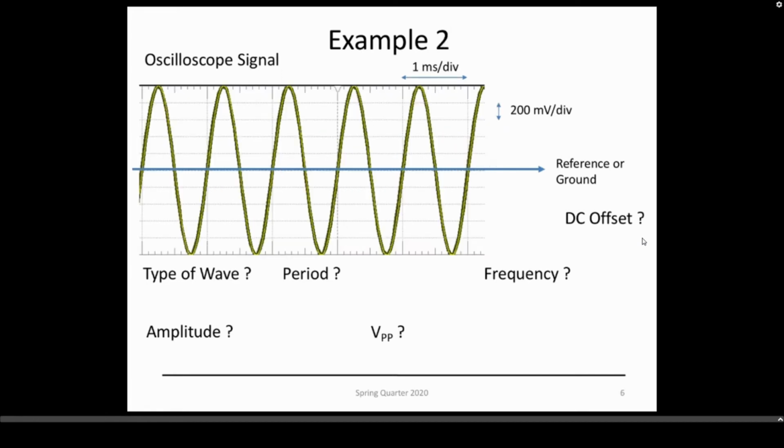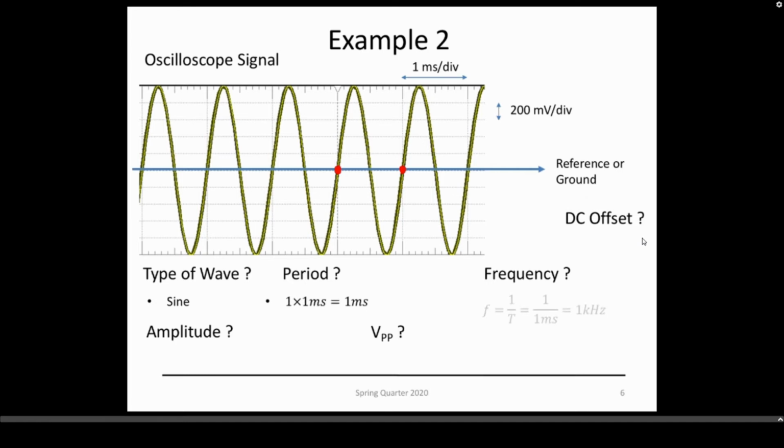Example number 2. I recommend you guys to pause the video and try it by yourself. And I'm going to provide the answer for example number 2. Type of wave that we have, it's a sine. The period here, so I pick one point. I trace my signal until it repeats, which is over here. I only have 1 division, so I get 1 millisecond.